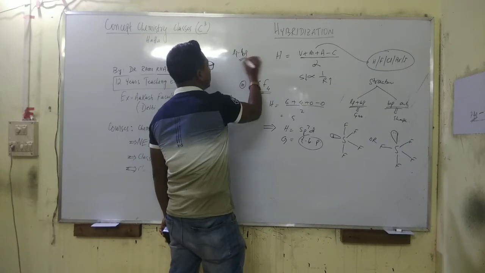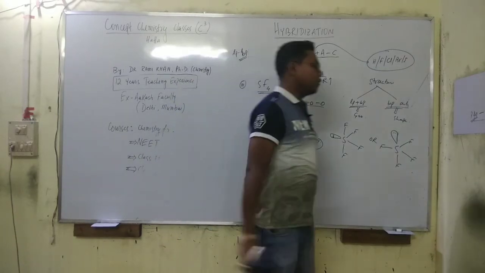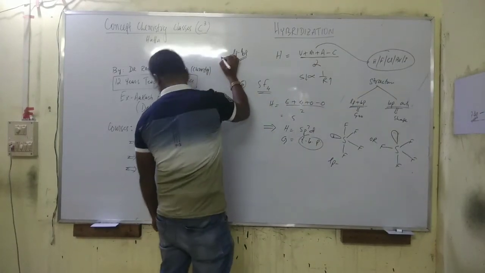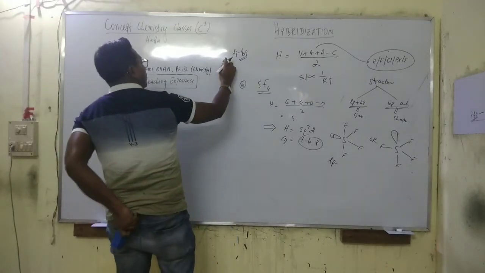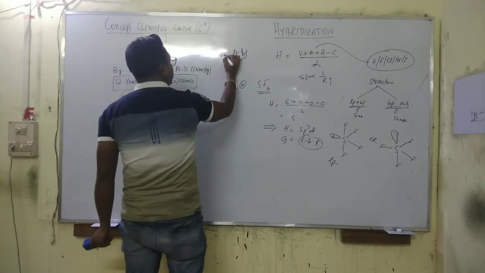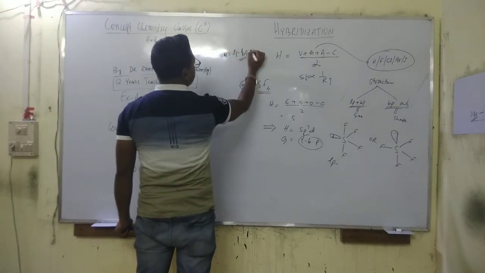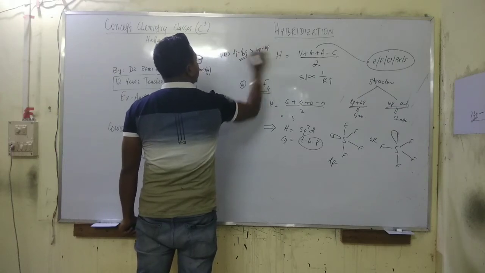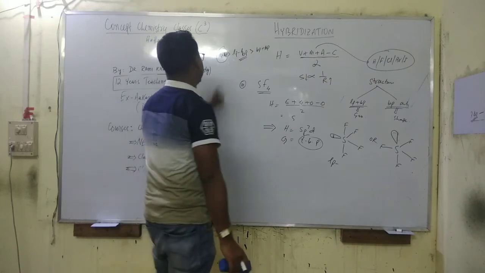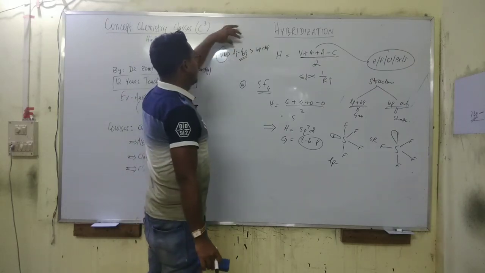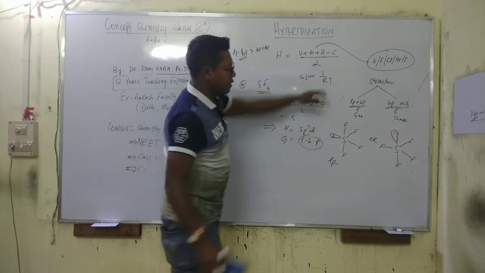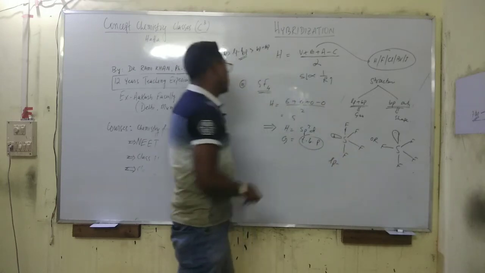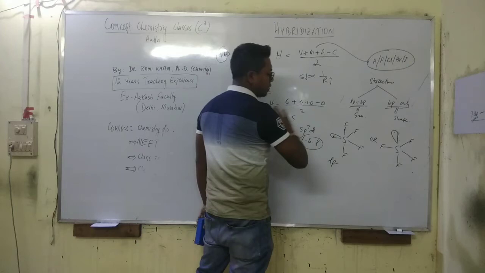By VSEPR theory, which is valence shell electron pair repulsion theory, lone pair-lone pair repulsion is greater than lone pair-bond pair repulsion, which is again greater than bond pair-bond pair repulsion. So lone pair repulsion is the maximum or largest repulsion. And in this case no lone pair-lone pair repulsion is there, because this is a bond pair and this is a lone pair, so this is lone pair-bond pair repulsion. Since there is only one lone pair, there is no lone pair-lone pair repulsion.